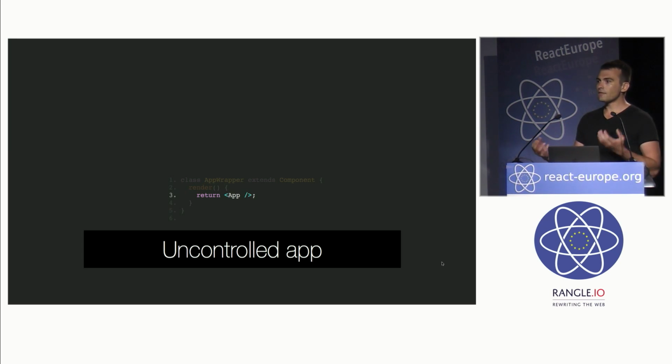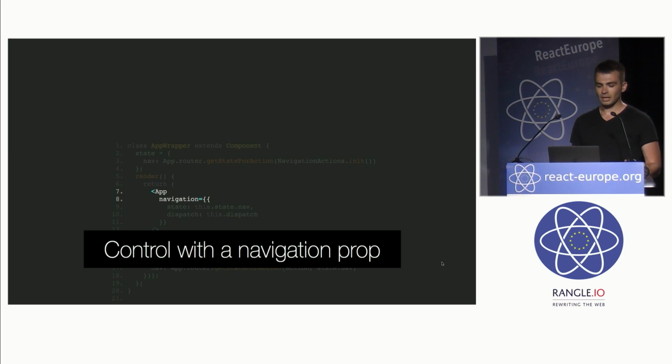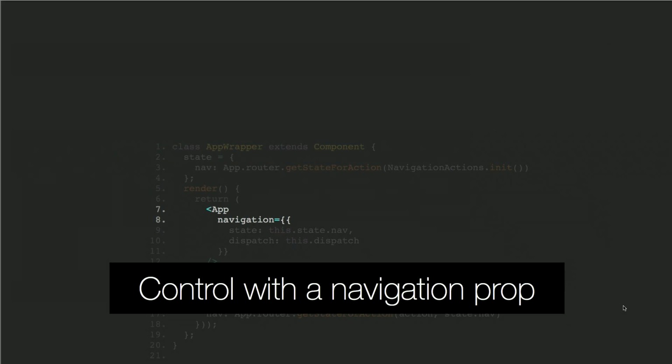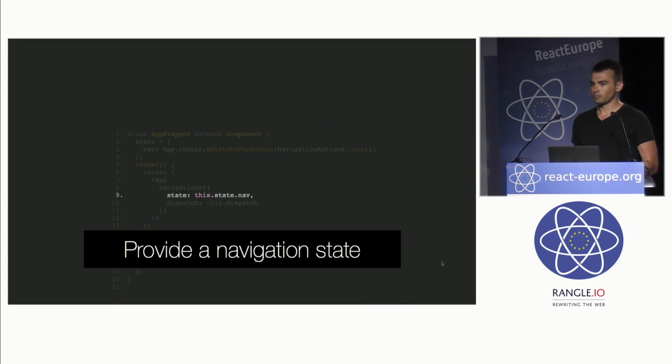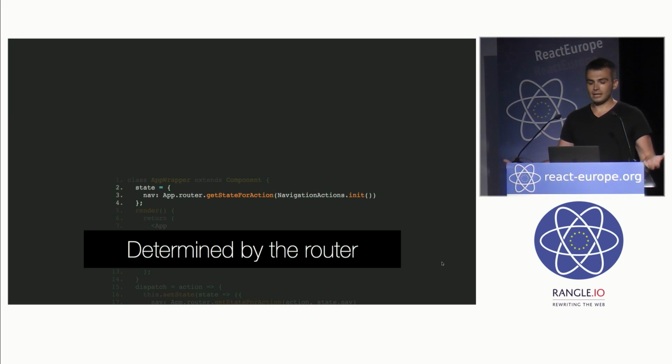But the way navigators communicate with each other is with a navigation prop. So you can make a navigator a controlled component, just like you can control a text input. So we're going to control our navigator now and provide a state. This tells our navigator what to present. But the navigator sort of requests what it wants its state to be by defining a router. And the router has getStateForAction, which defines the navigation state for our app, right?